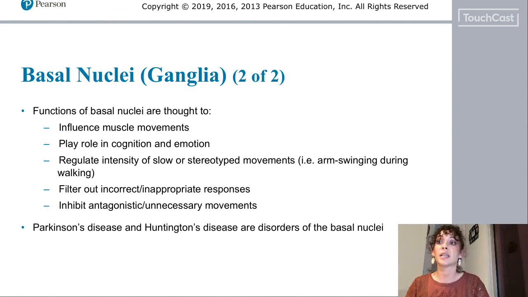It also helps us to filter out incorrect or inappropriate responses, or to inhibit antagonistic or unnecessary movements. So it helps us make smooth, coordinated, and controlled movements, and helps to push out any of the stuff that we don't need. So with practice, something becomes smooth and coordinated. Parkinson's disease and Huntington's disease are both disorders of the basal nuclei, and I know that you've seen examples of both of those.